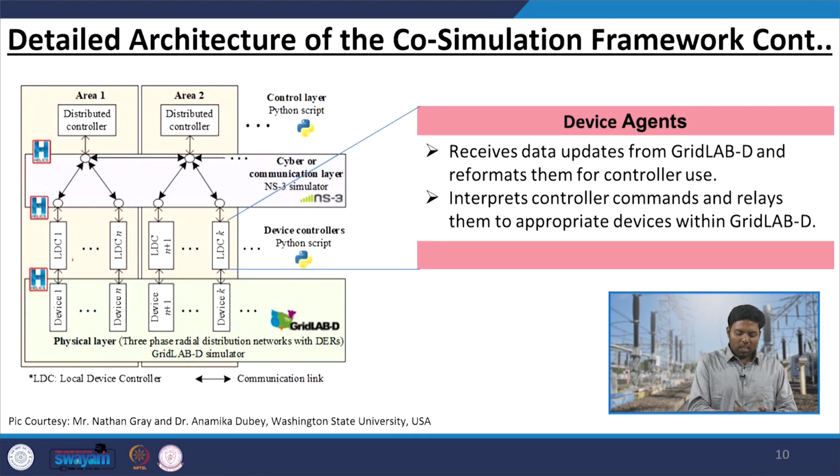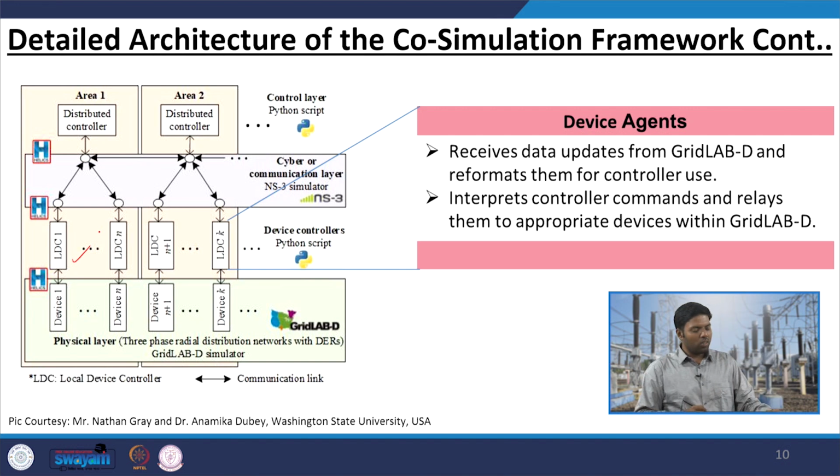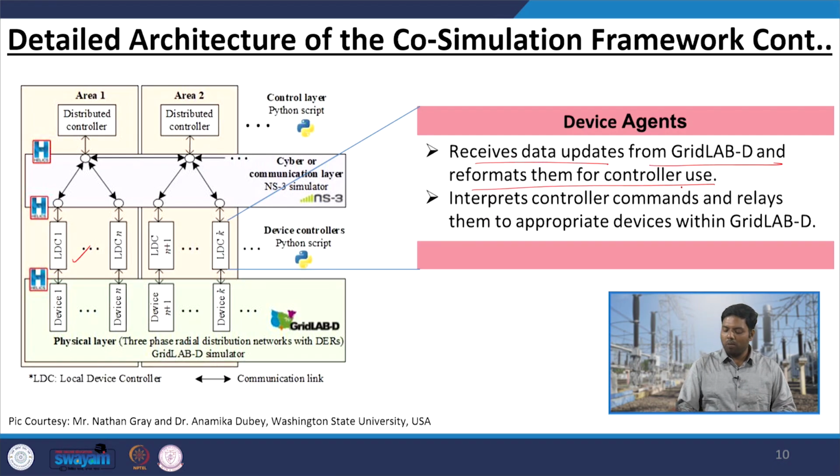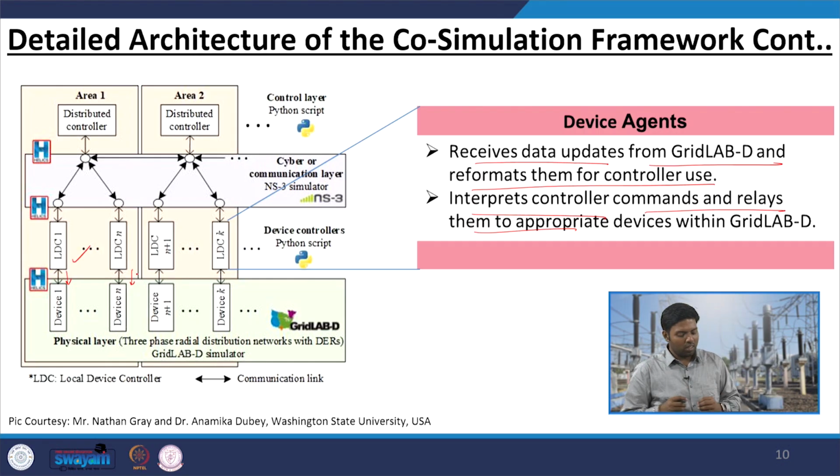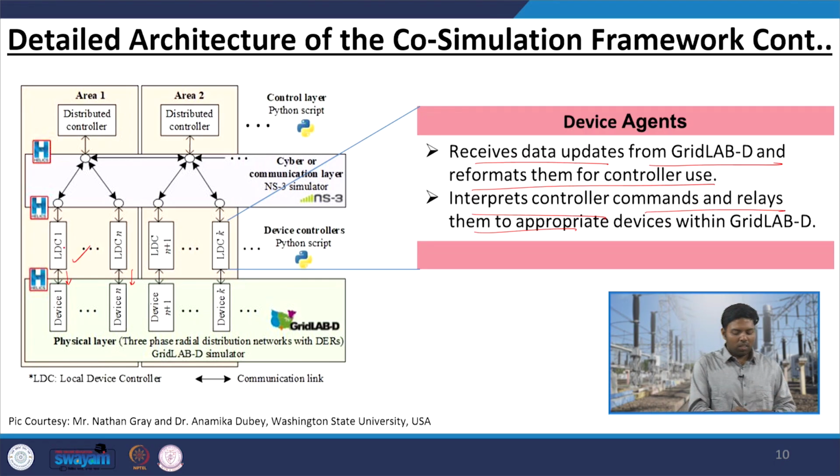Here is a local device controller that is coded in Python. It is a Python script. It receives data from GridLAB-D and reformats it for the controller's use. That means it is sent to the controller, and the Python script interprets controller commands and relays them to the appropriate devices in GridLAB-D. That means it is connected properly with the actual devices being modeled in GridLAB-D. So, this local device controller will be coded in Python.